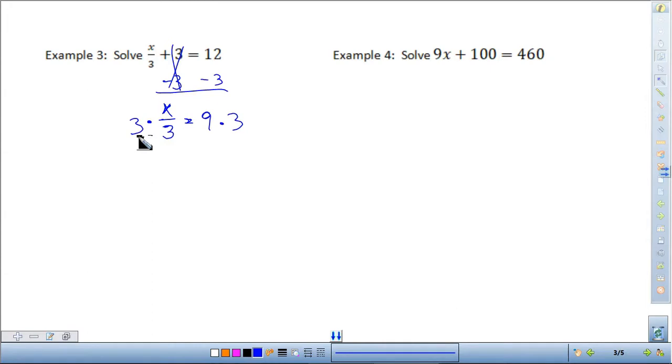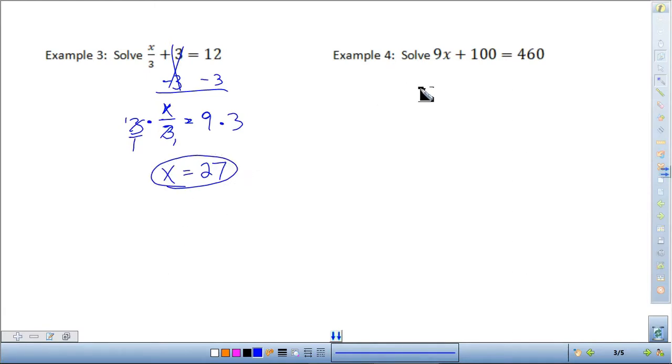So a lot of times what I like to do is write 3 as a fraction, putting it over 1. And then we can see that if we cross simplify the 3 and 3, they would both just become 1. And then on the left, all we have really is just this x, because we're multiplying and dividing by 1. On the right side, we have to multiply 9 times 3, and we get our solution of x equals 27.